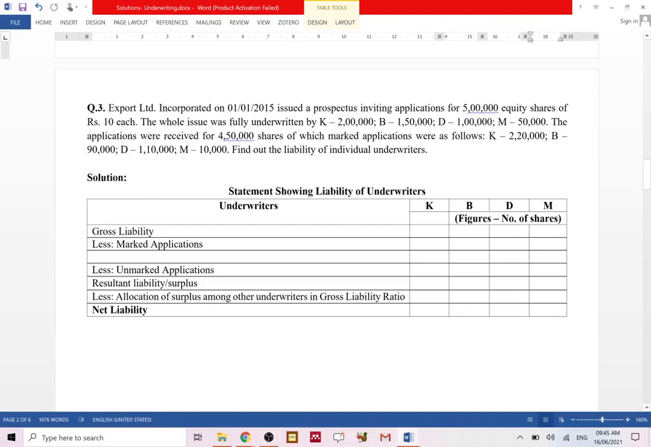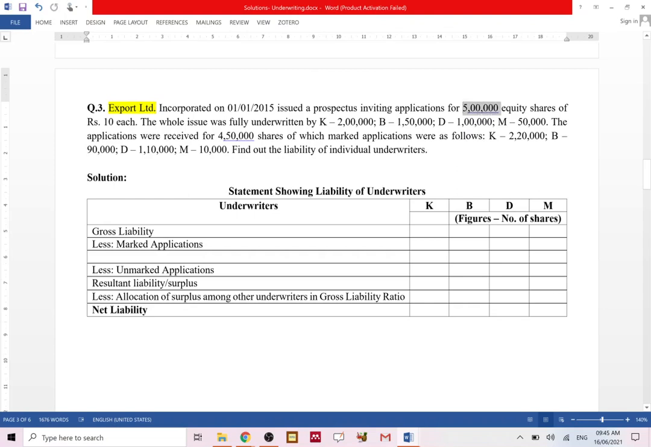In problem 3, you have a company called Export Limited, and this company is also issuing a prospectus to invite applications. They want to sell 5 lakh equity shares of rupees 10 each to the public. Know that in this statement we don't deal with the amount of the shares. The face value or the issue price is not relevant in this statement, because at this point we only want to know the number of shares, how many shares each underwriter is going to take.